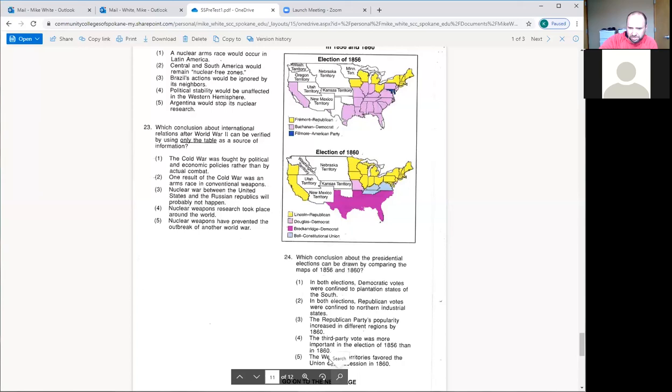And five, the Western territories favored the Union over secession. That may or may not have been true, but based on the information in this map, that's not something we can know. So, sorry, I ran a few minutes over there and kind of rushed through that last question.